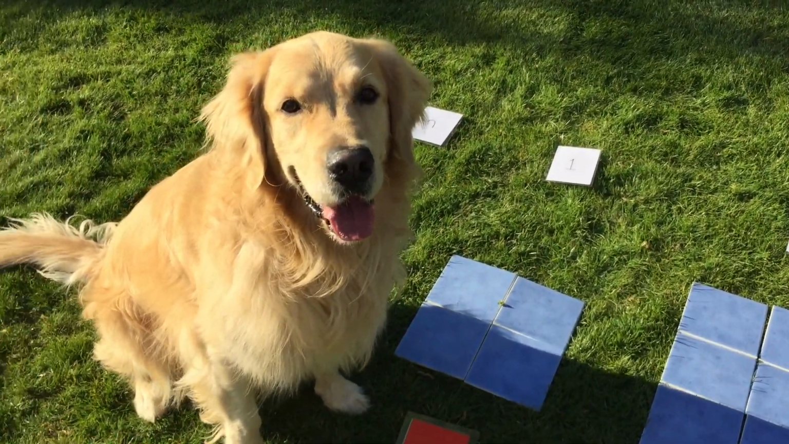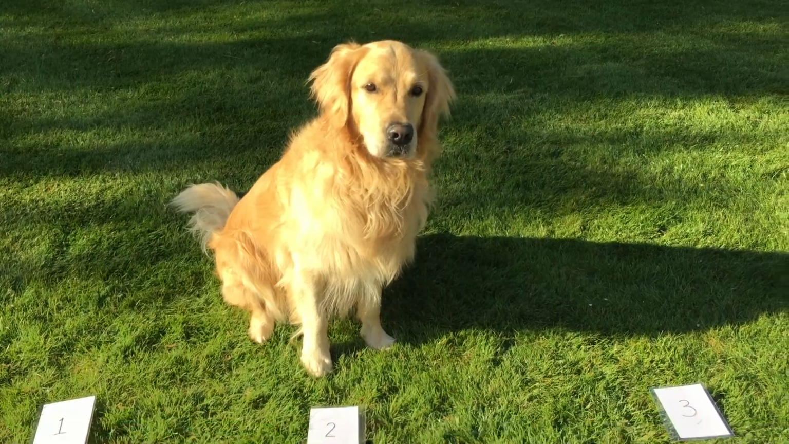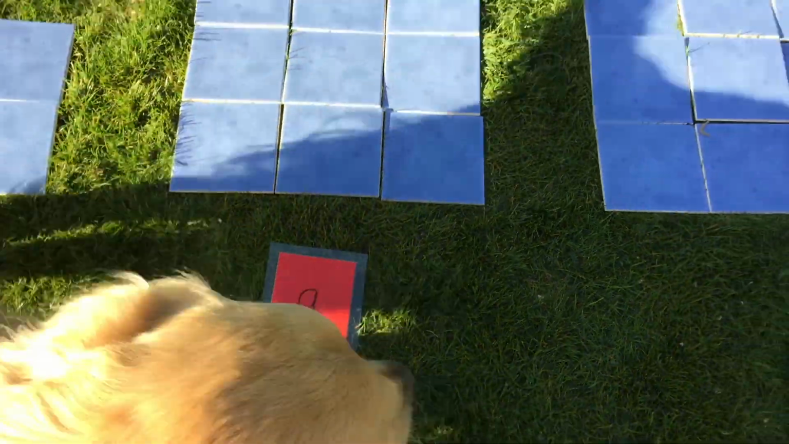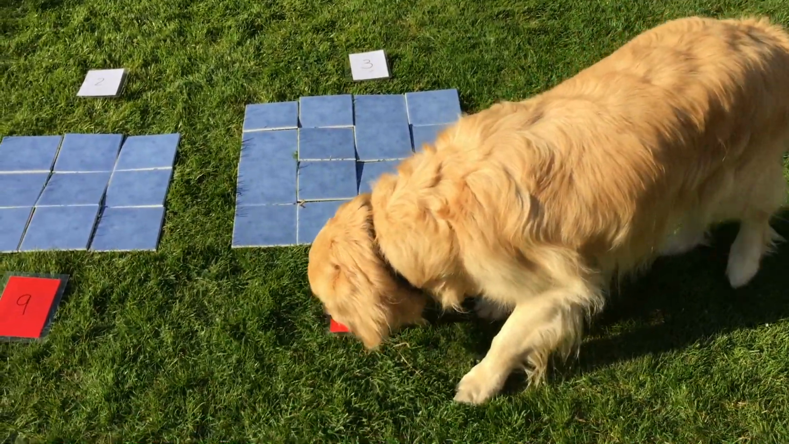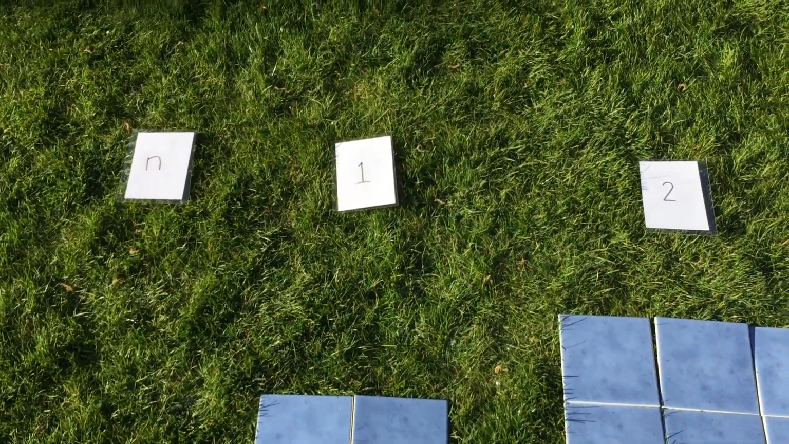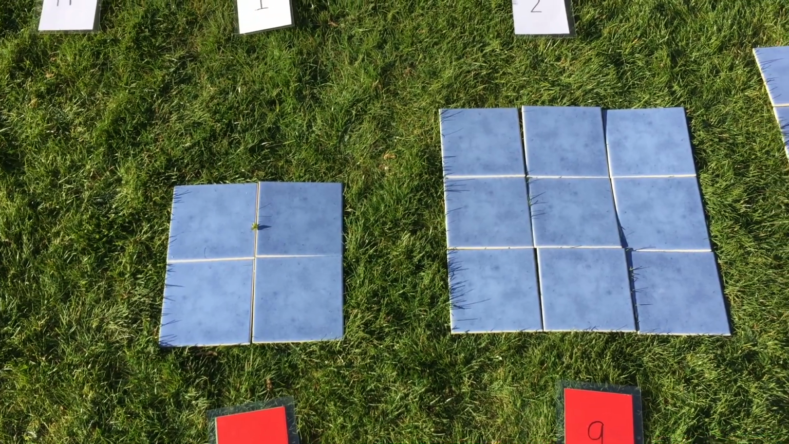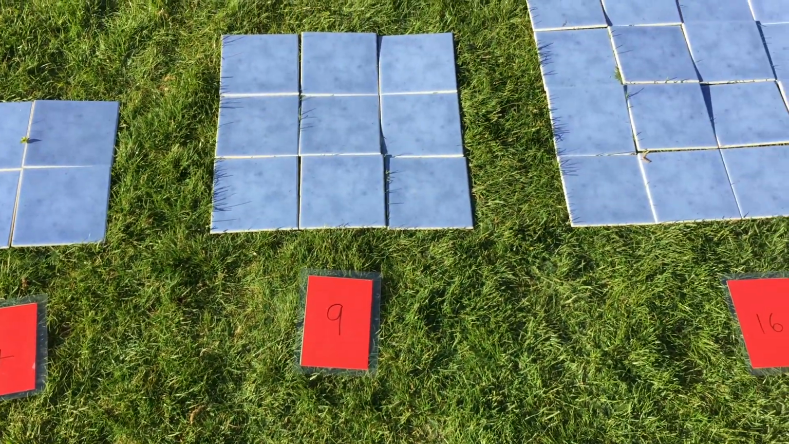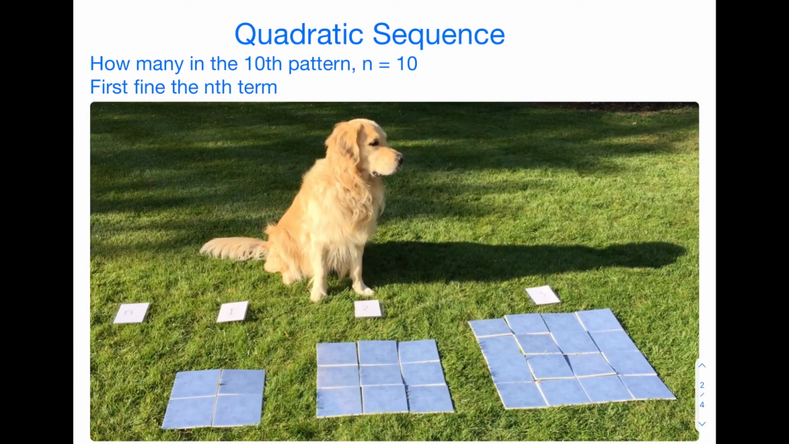How many tiles are there in the second pattern? 9. Well done. How many tiles are there in the third pattern? 16. Well done. We've got 1, 2, 3 positions. That's 3 patterns. And the terms are the number of tiles. That's 4, 9, 16. So how do we find the number of tiles in the 10th pattern here?